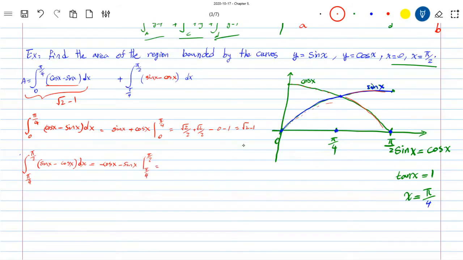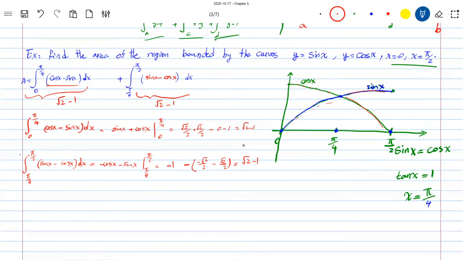What you get is, if you replace pi half, cosine would be 0, so you get minus 0, negative 1, plus, if you replace pi half, we get negative 1. If you replace pi fourth, you get minus negative root 2 over 2 minus root 2 over 2, which is going to give you root 2 minus 1. Okay, so this one will give you exactly the same term, root 2 minus 1.